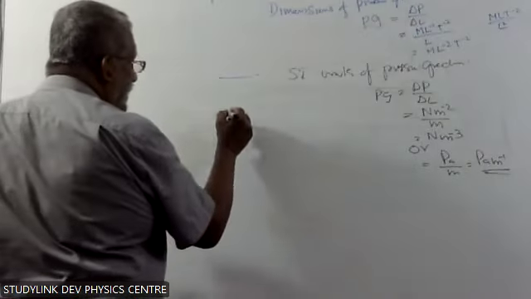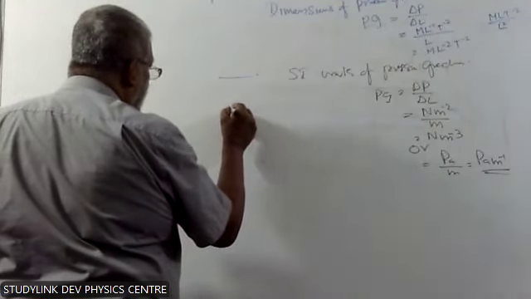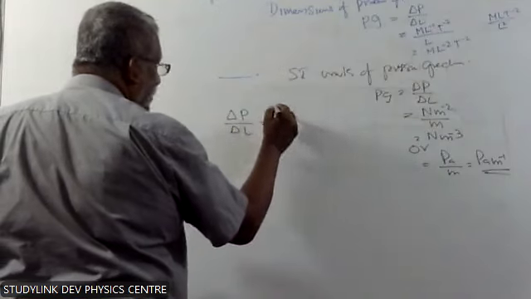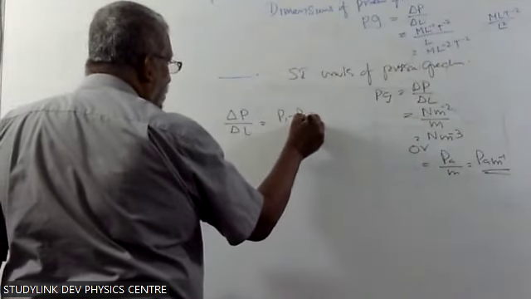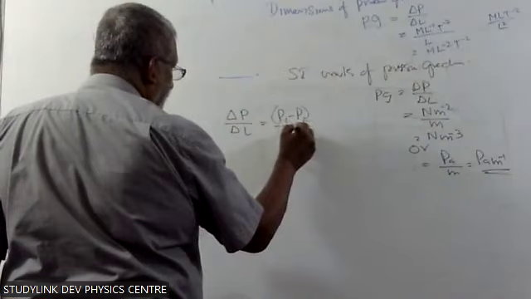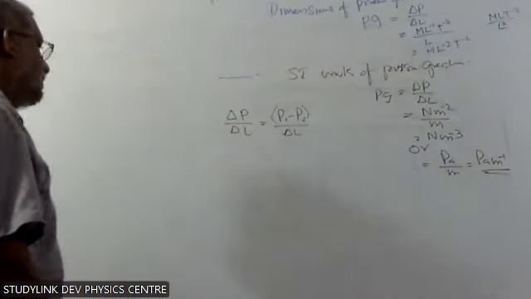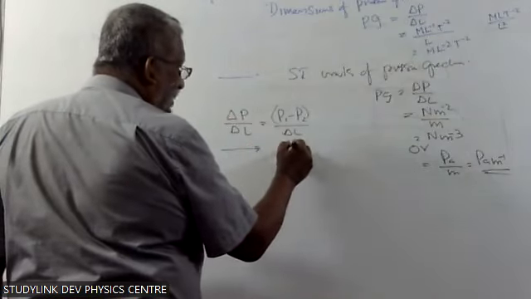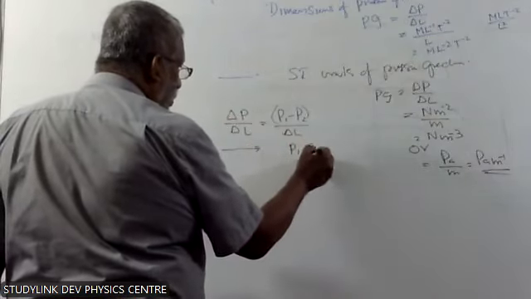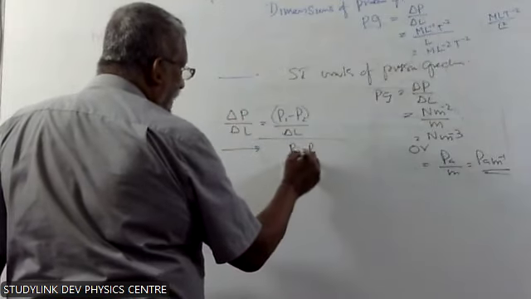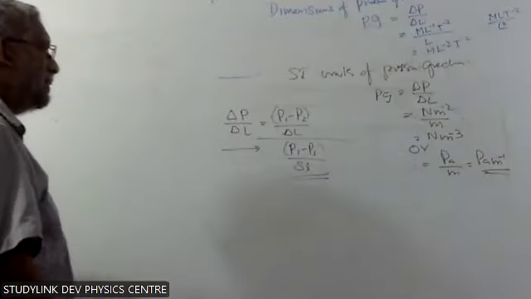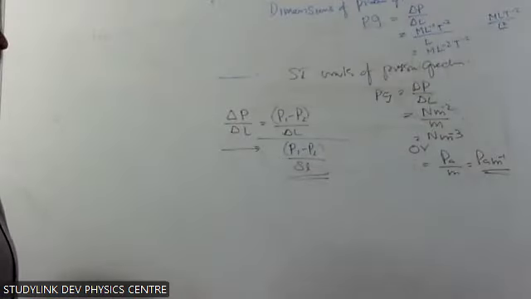In certain cases, pressure gradient, or delta P divided by delta L, is sometimes written as P1 minus P2 divided by delta L. Even in some books, they use simple delta P1 minus P2 divided by simple delta. Like that it is there in some books. Note down.